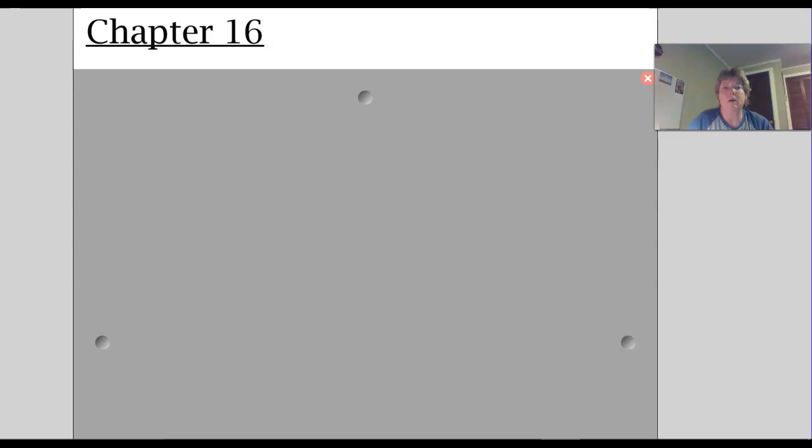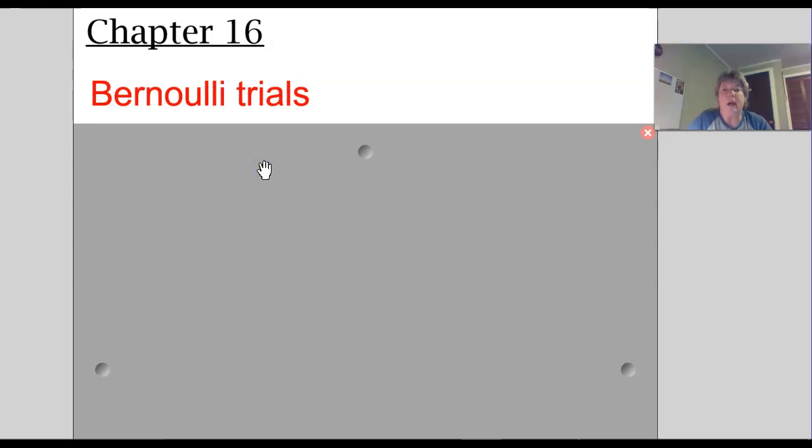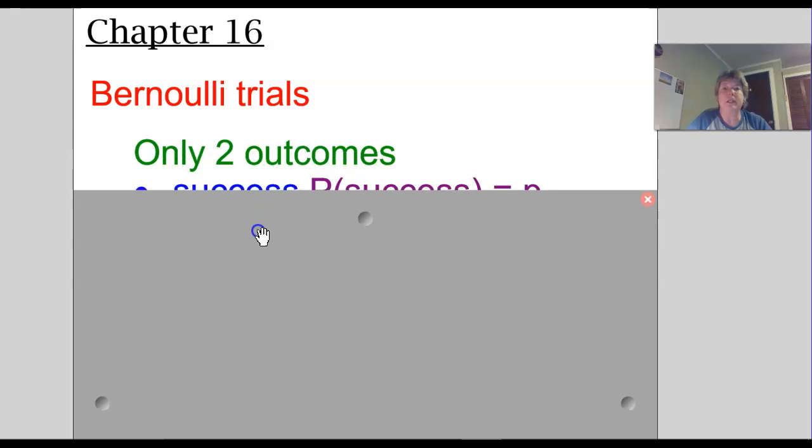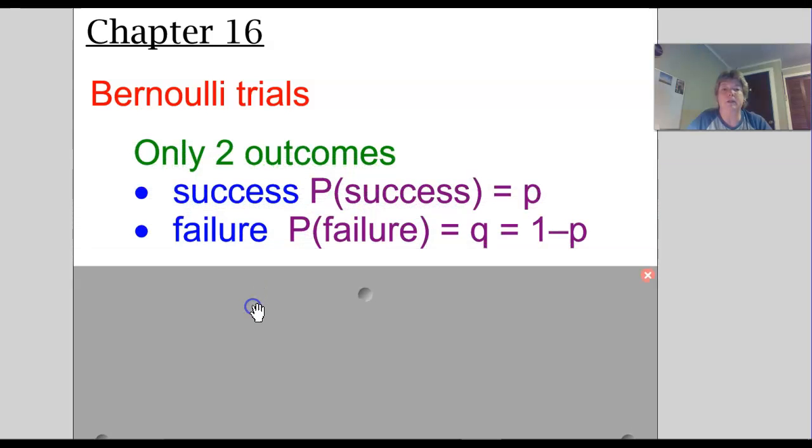So the first concept in chapter 16 is this idea of Bernoulli trials. We want to look at what makes a situation fit into the category of being Bernoulli trials. In no particular order, the first thing that needs to happen is that there need to be only two outcomes. And we typically define these two outcomes as a success or failure. Now, keep in mind that success may not be something positive. Success just means that's the outcome you're looking for.